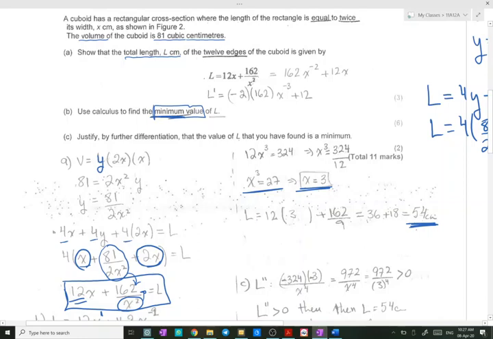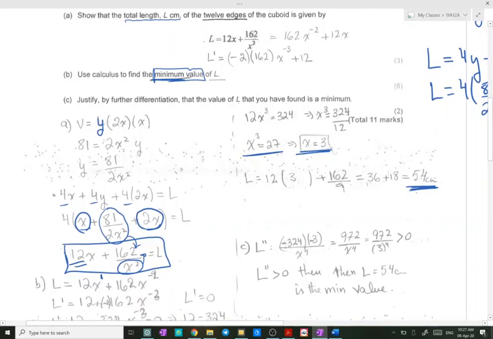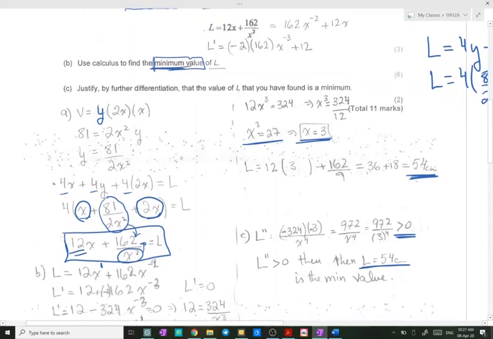Justify this by further differentiation. So they want you to justify that this is the minimum. So you derive again, and the second derivative is equal to 972 over x to the 4. When you replace x by 3, you get a positive number. Now by getting a positive number, it means that L for this value is the minimum value for the cuboid.